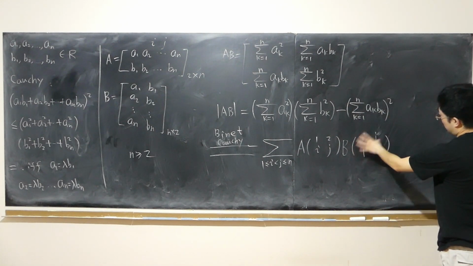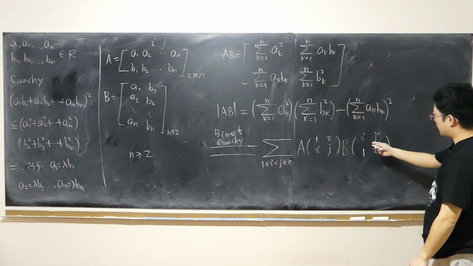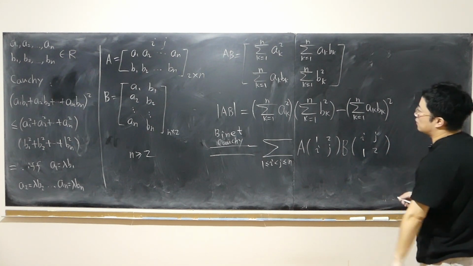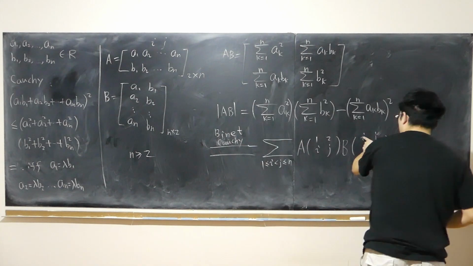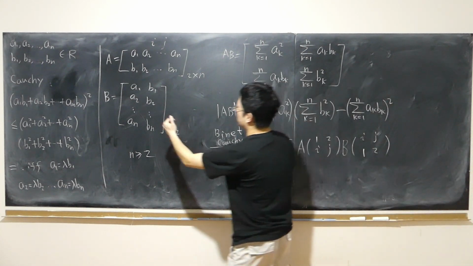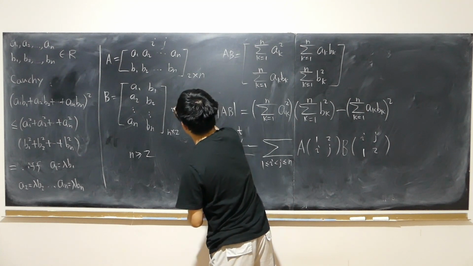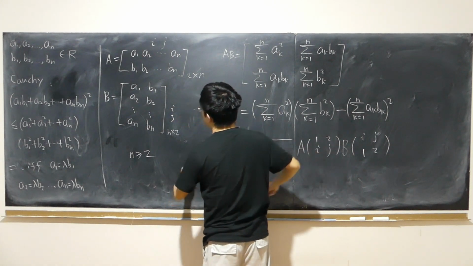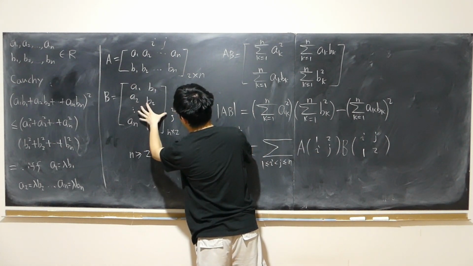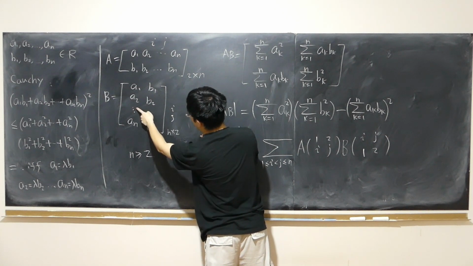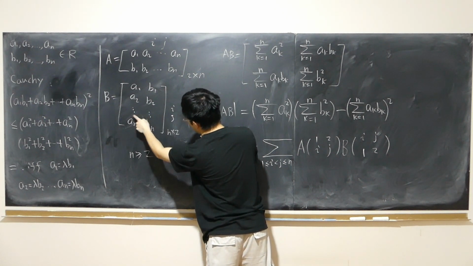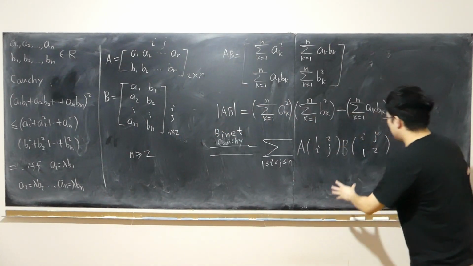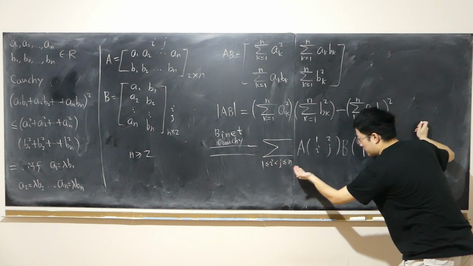Right? Same goes for B. So this notation means we're looking at the determinant of the submatrix of matrix B. Call row i, row j, column 1, column 2. So we're looking at somewhere down here: ai, bi, aj, bj, this 4-element submatrix, its determinant. And multiply together, then we do the summation.